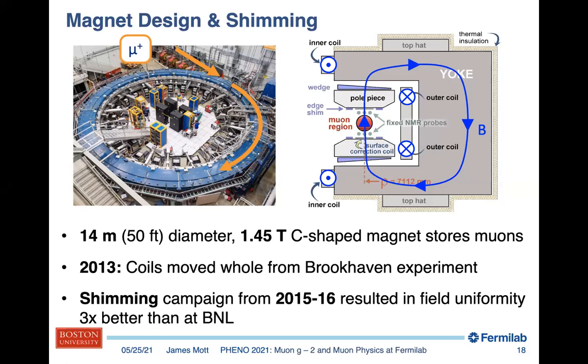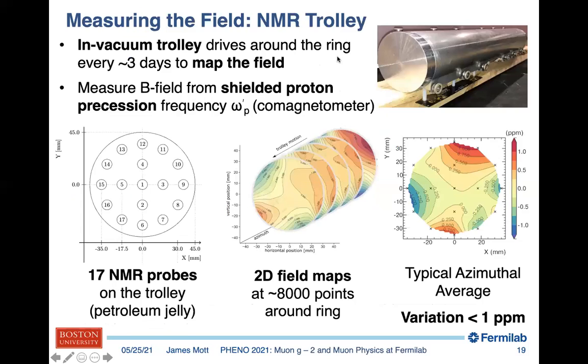Now, I say we're more uniform, but we have to be able to measure it to know that. So how do we do that measurement? Well, we have this trolley, this kind of elongated soda can. It lives in the vacuum and drives around every 3 days to map the field. It maps it using NMR probes. There's an array of 17 probes just behind this cap here.